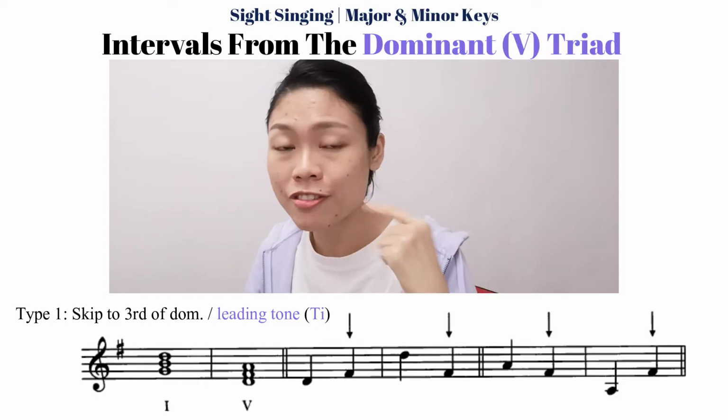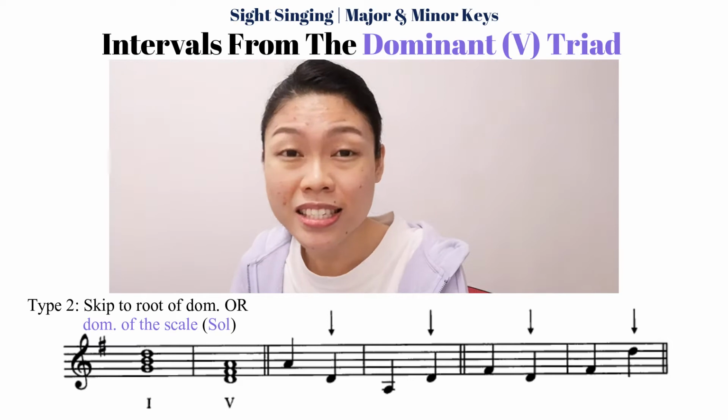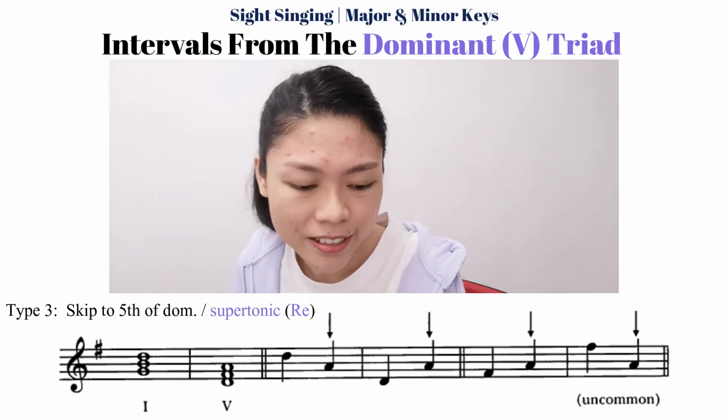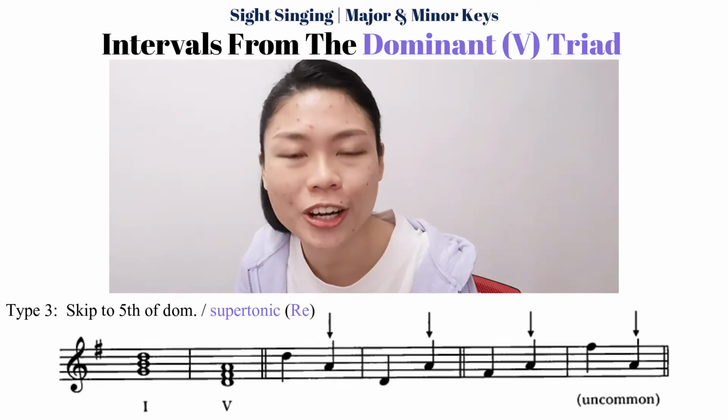There are three major types of possible intervals for the dominant triad. The first one is the skip to the leading tone. The second type is the skip to the root of your dominant triad. And then the last one is the skip to the fifth of your dominant triad.